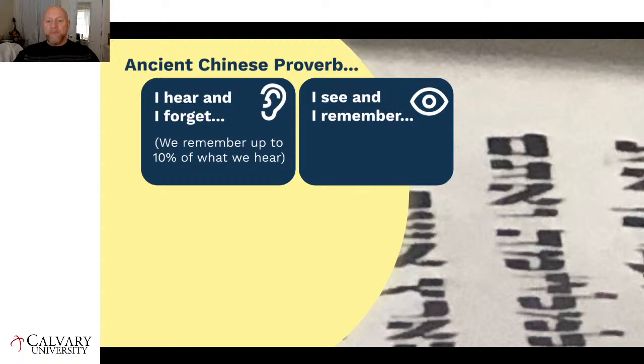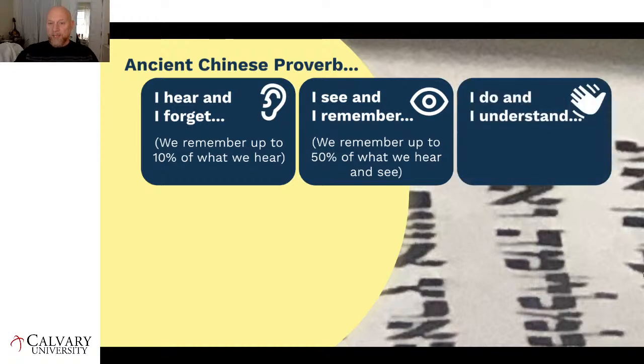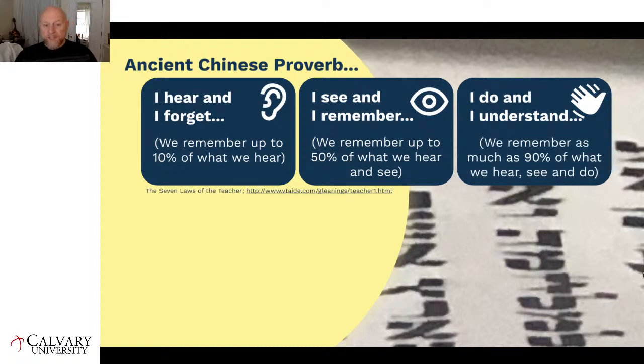I see and I remember, and it is true that we remember up to 50% of what we hear and see. And then I do and I understand. And statistically, this is from The Seven Laws of the Teacher, we remember as much as 90% of what we hear, see, and do. Okay, and this lines up with Bloom's taxonomy. If we can get up to the point of creating, then we will perhaps never totally forget the things that we do that are up at the top of the taxonomy. So I hear and I forget, I see and I remember, I do and I understand. And so this proverb makes this point.